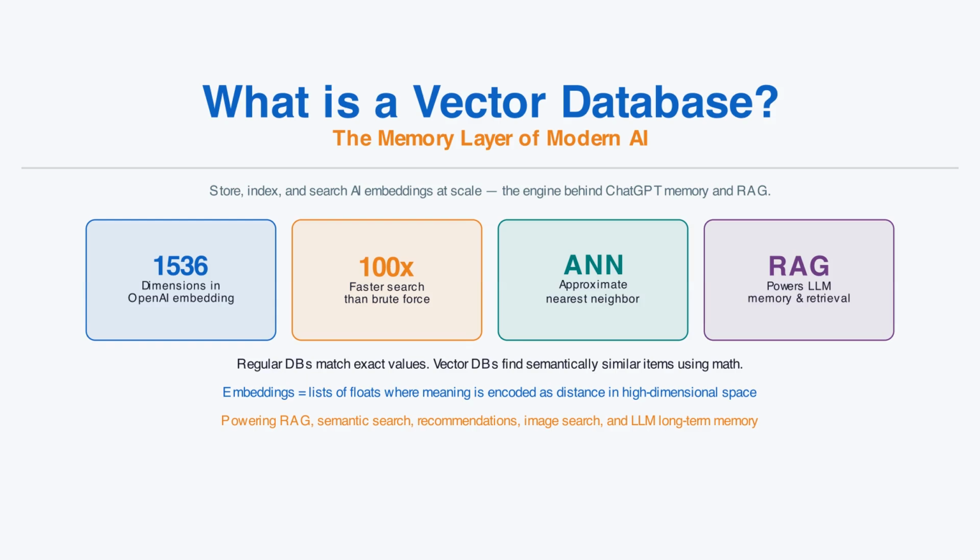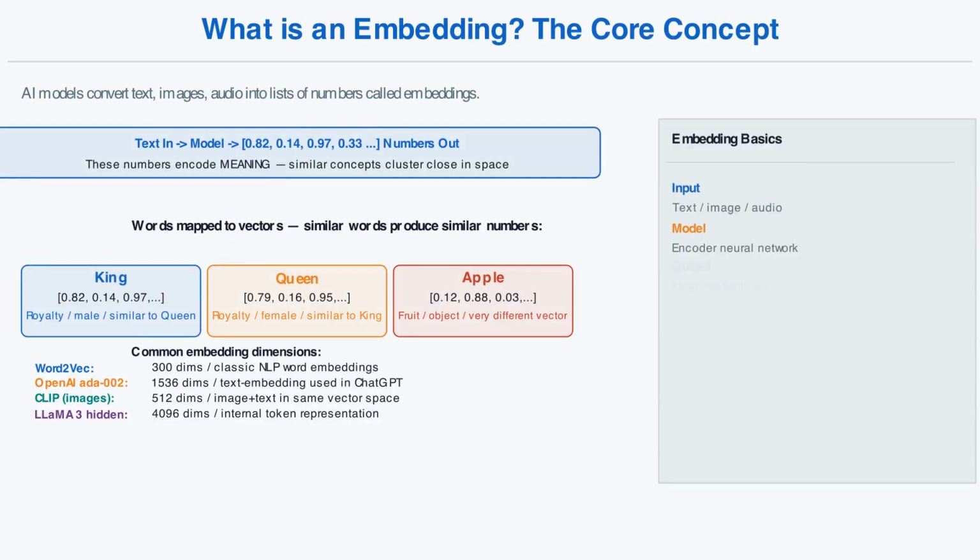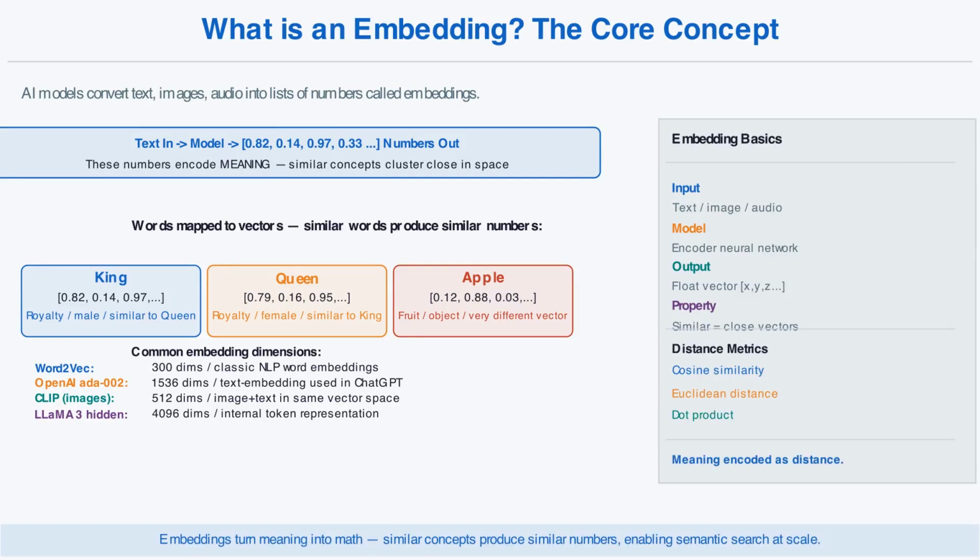By the end of this video, you will understand exactly how vector databases work from embeddings all the way to production deployment. Before we can understand vector databases, we need to understand embeddings. An embedding is what you get when you pass text, an image, or any piece of data through an AI encoder model. The output is a list of floating point numbers. For example, the word king becomes a vector like 0.82, 0.14, 0.97, and so on for 1500 dimensions.